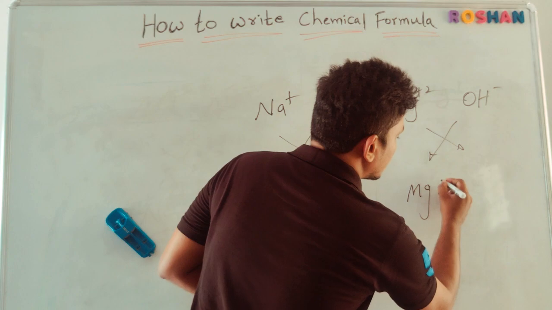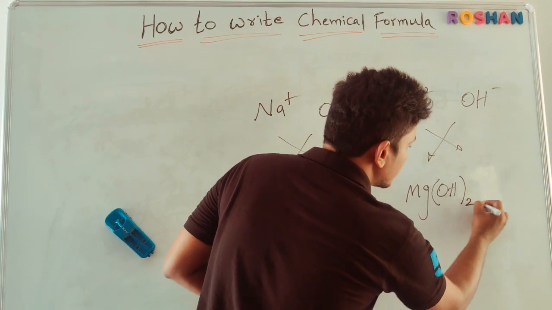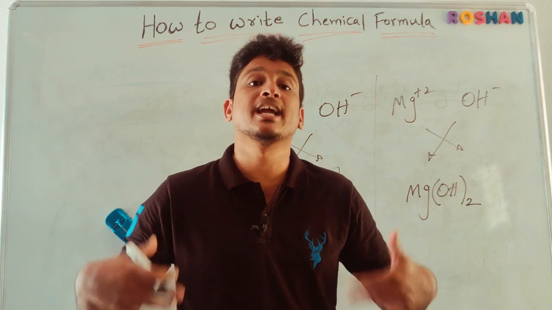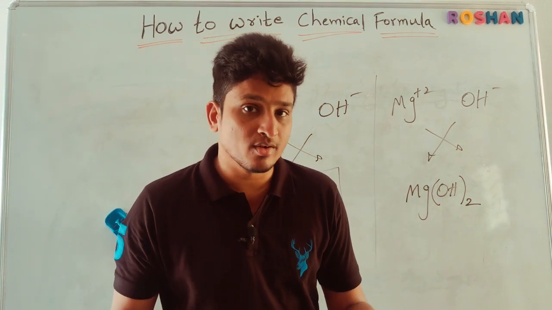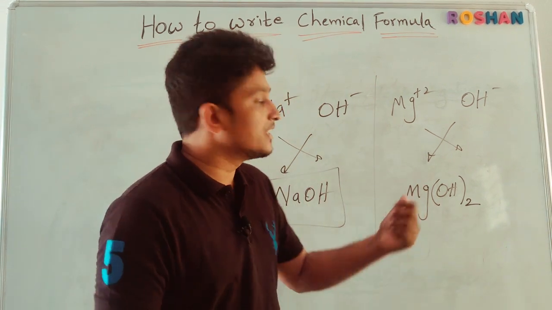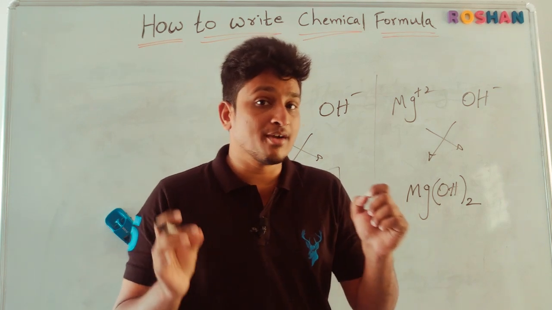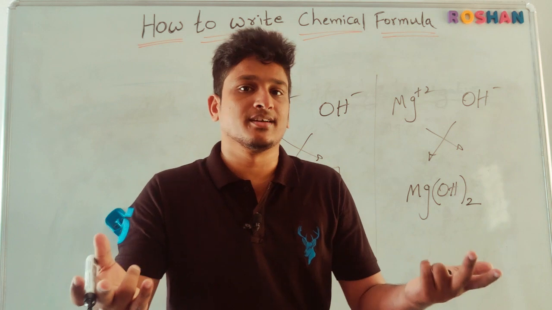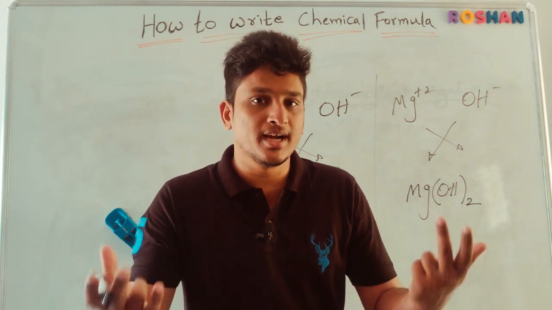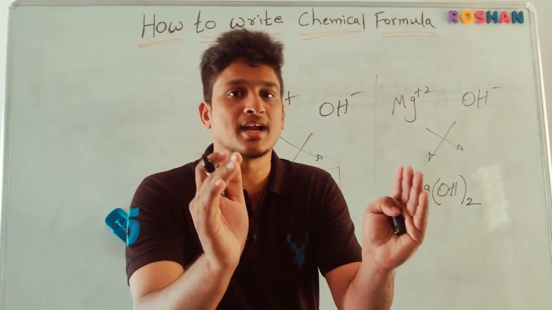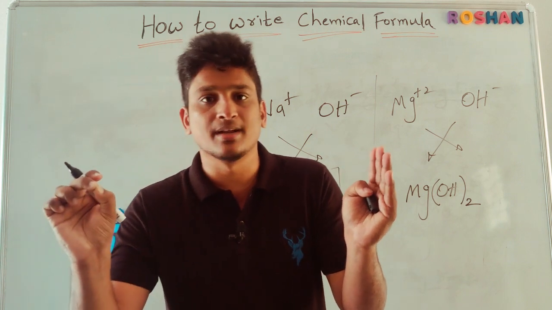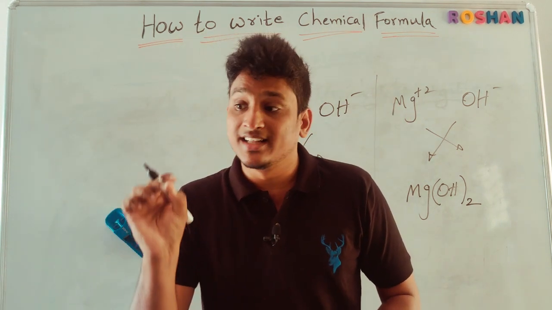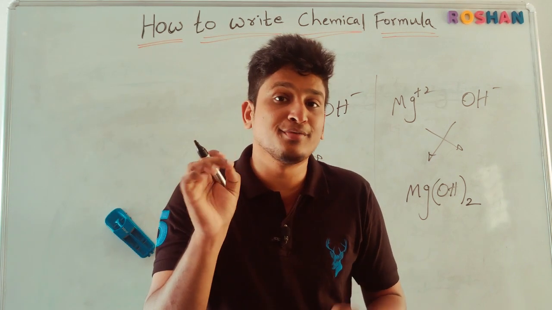Simply keeping this OH in brackets and writing this number 2. That's it. And how to pronounce it? MgOH taken twice. Magnesium hydroxide. So when the radical is repeated, you have to keep that radical in brackets and write the subscript number. If you don't use brackets and simply write the subscript number, what does it mean? This number is not applicable for the whole radical.